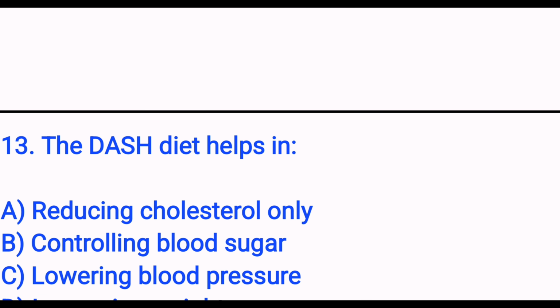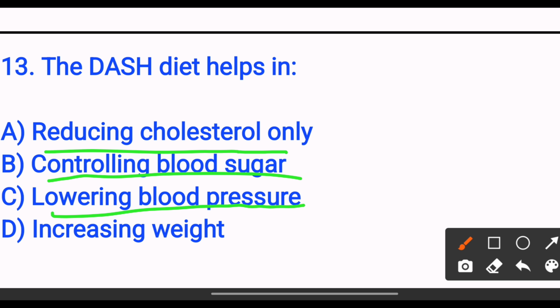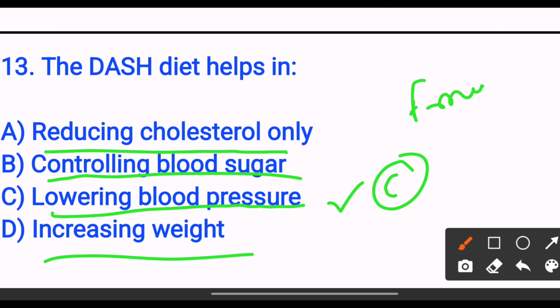Next, the DASH diet helps in: option A reducing cholesterol only, option B controlling blood sugar, option C lowering blood pressure, option D increasing weight. The answer is option C, lowering blood pressure. The DASH diet is rich in fruits, vegetables and low fat dairy and reduces the BP. So the answer is option C.